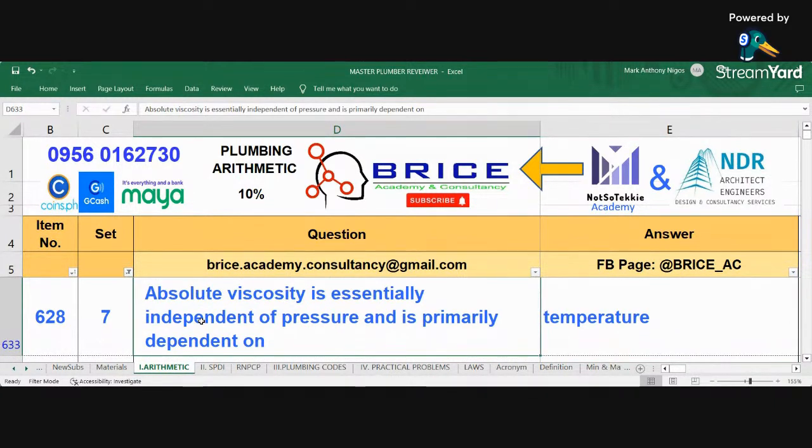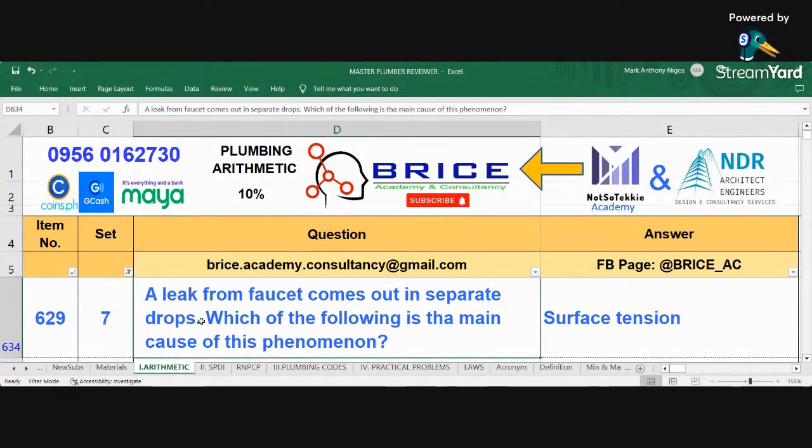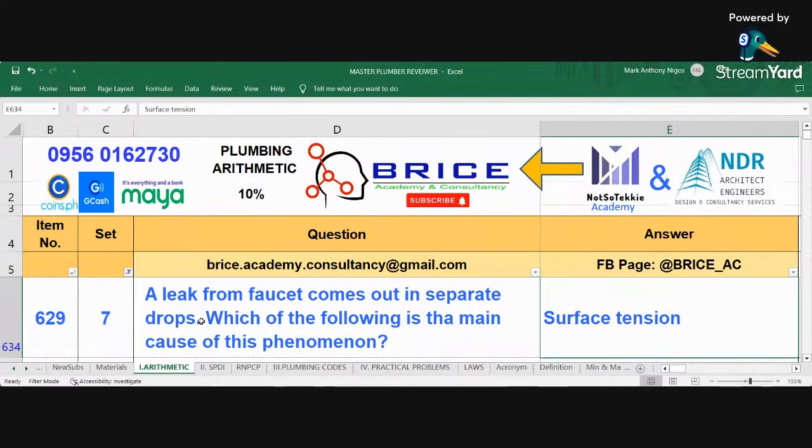628. Absolute viscosity is essentially independent of pressure and is primarily dependent on, the answer is temperature. 629. A leak from a faucet comes out in separate drops. Which of the following is the main cause of this phenomenon? The answer is surface tension.